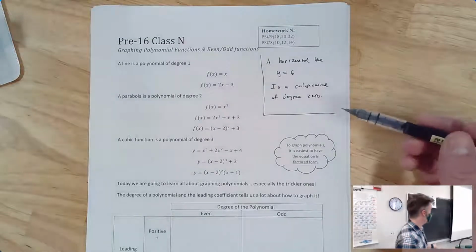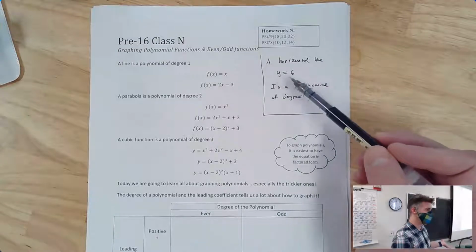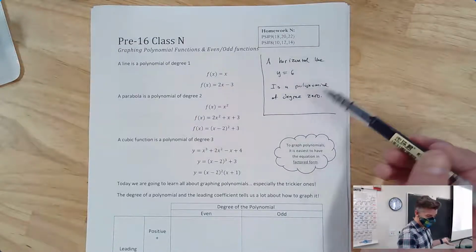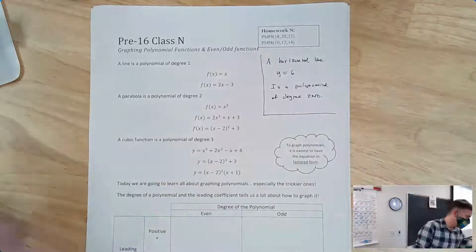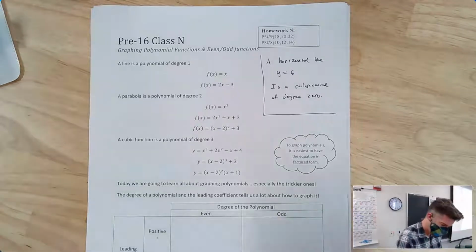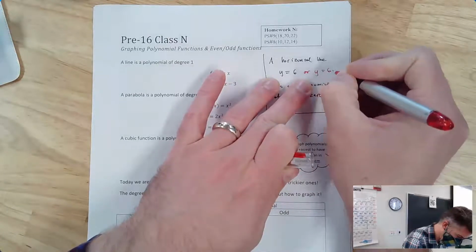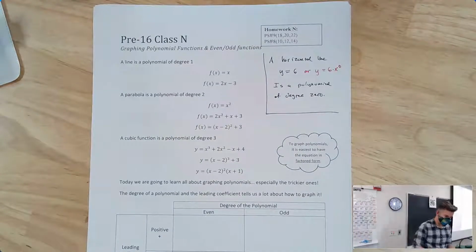And you can see, or maybe you can't see because I didn't write it, but you can imagine that the power of x that isn't written there is x to the 0th power, because x to the 0th power is equal to 1. So I don't need to write the x to the 0th there, but it is there. So you could think of this, if you really wanted to, as y equal to 6 times x to the 0th. So that's kind of one special case. A horizontal line is a polynomial of degree 0.